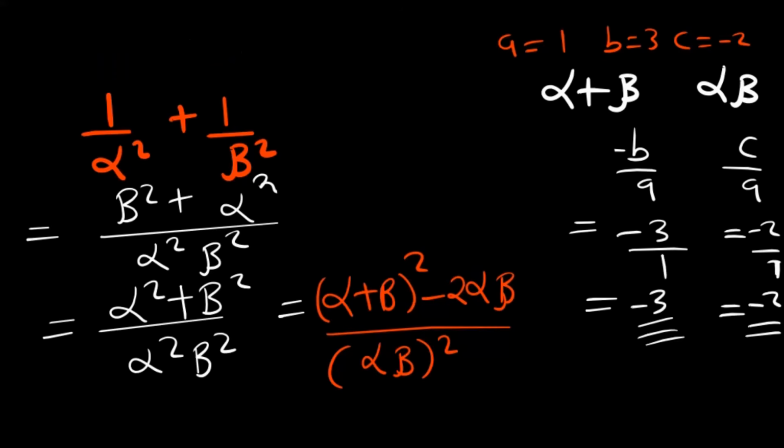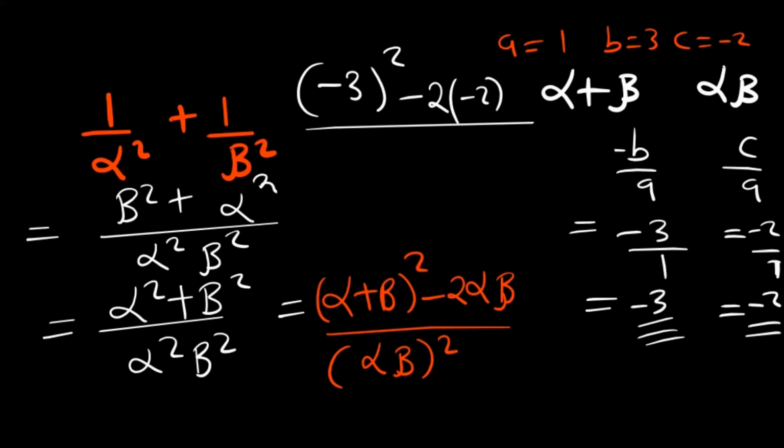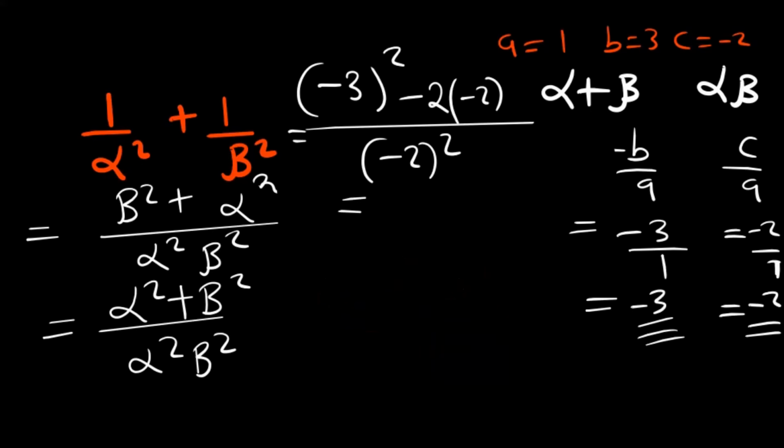So our equation, we've got alpha plus beta. What is alpha plus beta? This one. We've already found it. Alpha plus beta, we found that it is negative 3. So that would be negative 3. This negative 3 will be squared. Minus 2, we've got alpha beta. Alpha beta, we found that it is negative 2. Over alpha beta, we find that it is negative 2, then it is squared. So basically that, then we solve to find our answers.